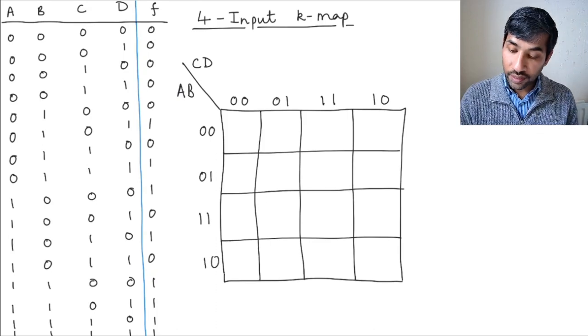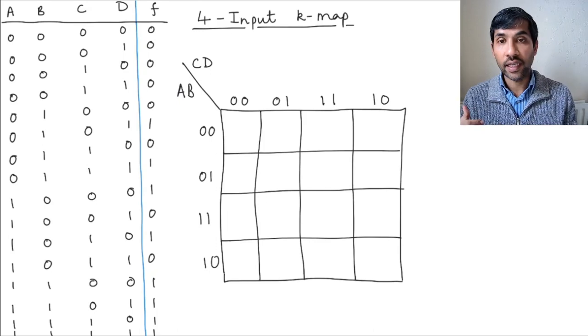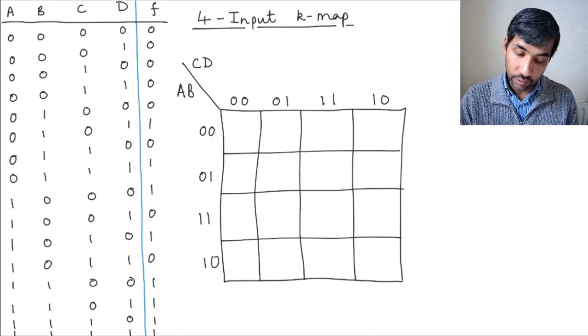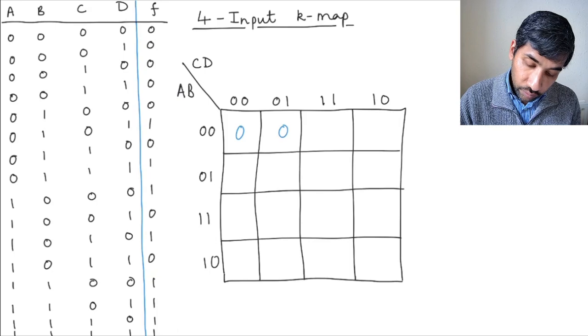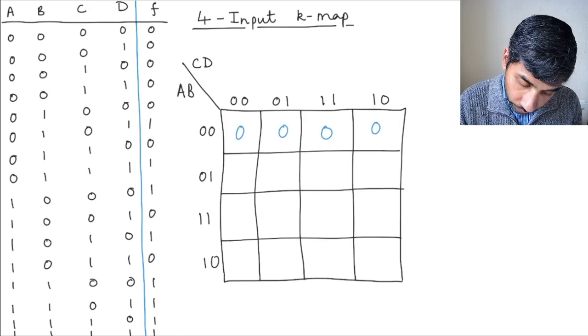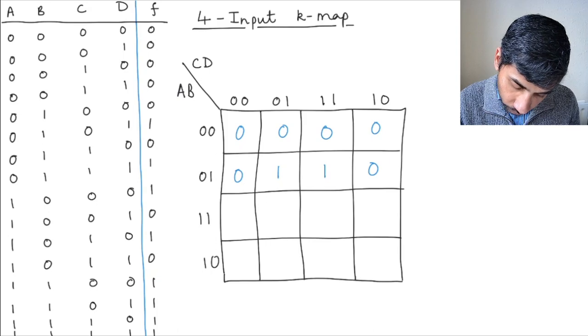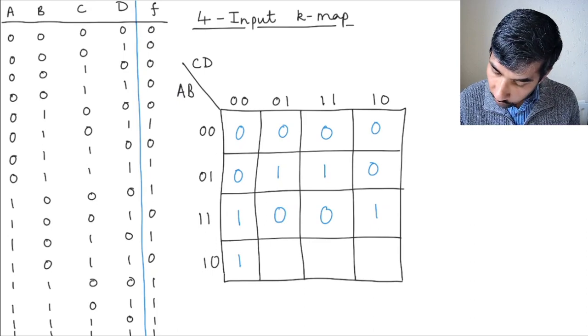Okay, once you make the K map, what we can do is just fill up the K map with the values of the outputs. So you will have 0 0 0 0, and then you have 0 1 0 1, and then you have, let's see, 1 0 1 0, and lastly you have 1. Oh, I'm sorry, I made a mistake here, so let me just go back.